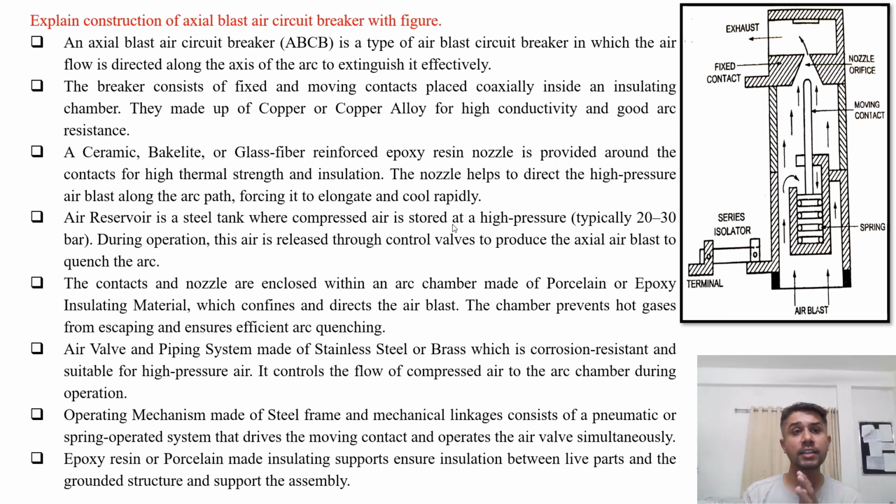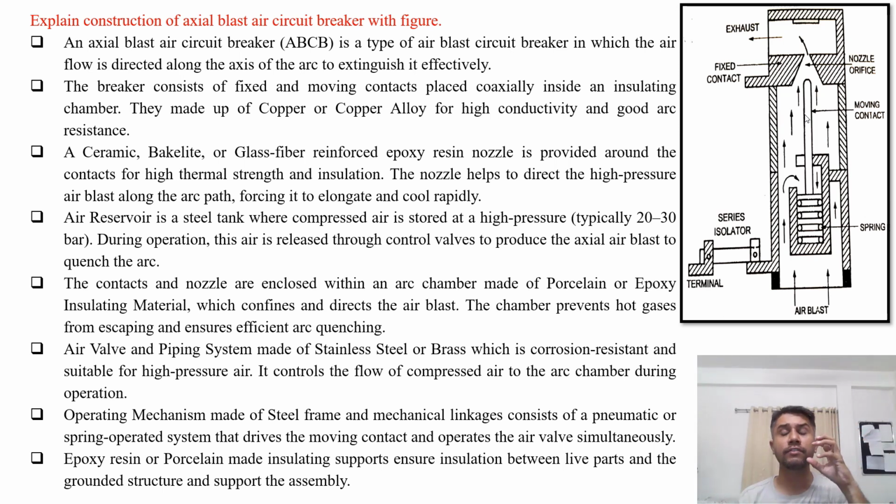So the axial blast air circuit breaker is a type of air blast circuit breaker in which the airflow is directed along the axis of the arc to extinguish the arc. The air blast or the flow of the air is in the direction of the arc to quench it effectively and efficiently. The breaker consists of the fixed contacts and the moving contacts, placed actually inside the insulating chamber like this.